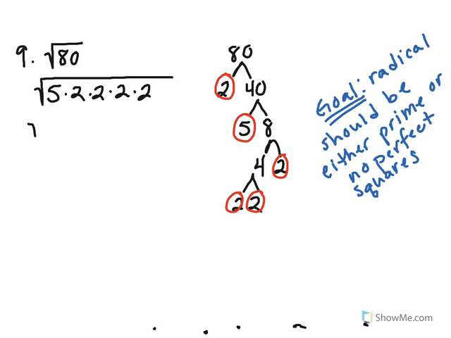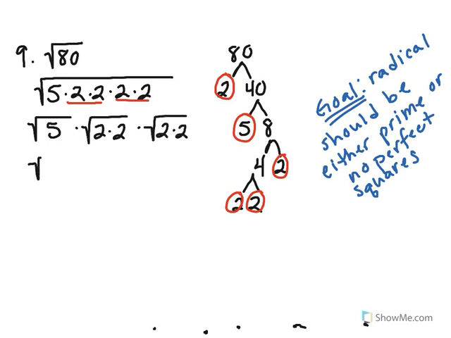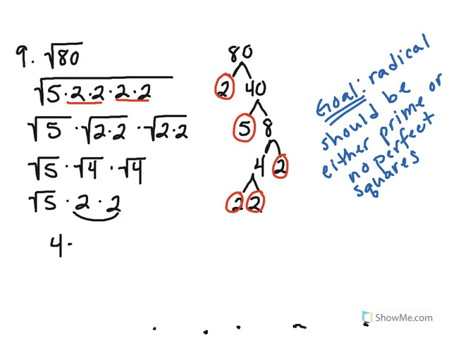Alright, so I'm going to rewrite this, and I'm going to keep them in pairs if I can. So this right here is one pair, square root of 2 times 2, and then this is another pair, square root of 2 times 2 again. So this is the square root of 5 times the square root of 4 times the square root of 4, and I know the square root of 4 to be 2, so times 2 times 2. So this here becomes 4, because 2 times 2 is 4, so my final answer is 4 square roots of 5. And that is the simplified version. And that concludes this tutorial.